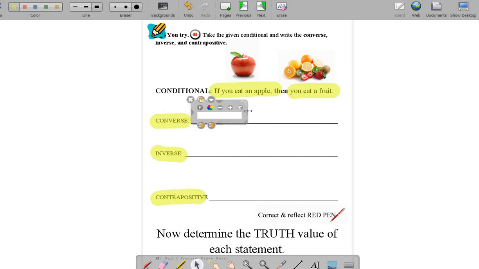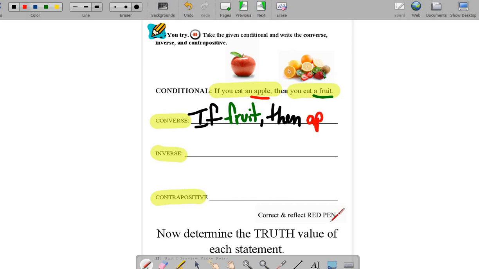Okay, welcome back. Let's see what you have here. So it says, if you eat an apple, then you eat a fruit. The converse, so our key words here are apple and then fruit. So I'm going to shorten this up just a little bit. I'm going to say, if you eat fruit, then you ate an apple. I'm going to shorten the grammar up just so you can see the key words here. Then you've eaten an apple. That would be the converse. Notice the switch in colors.